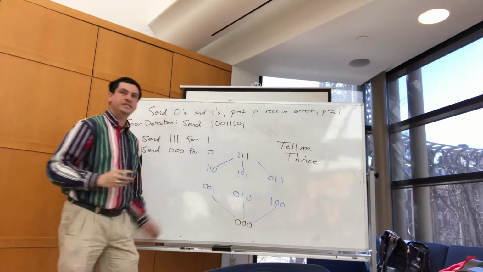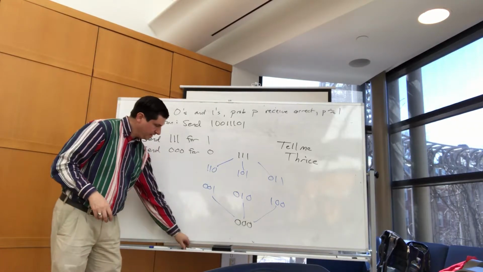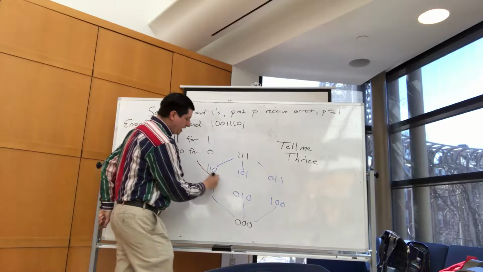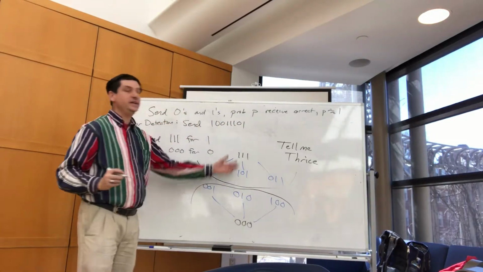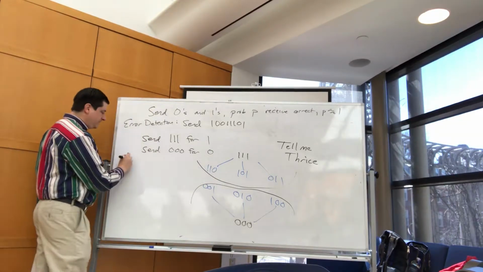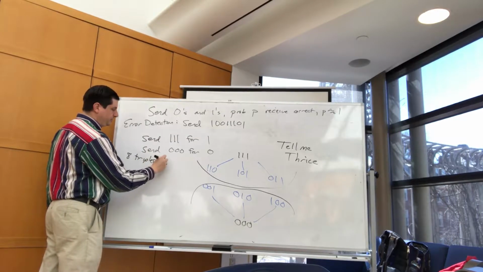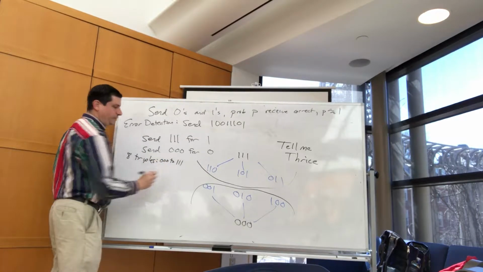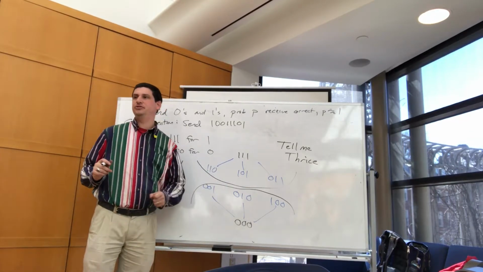So we want to consider all 8 messages. What we're going to do here is have a distance metric. I'm splitting the set of 8 messages into 2 sets. So we have 8 triples that we can send, from 000 to 111. And we want to talk about how far apart 2 messages are.